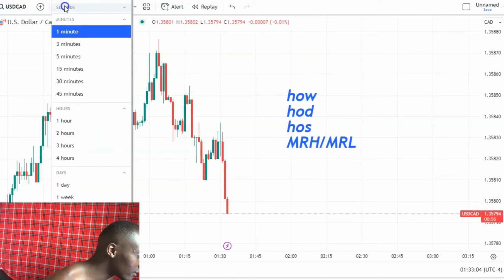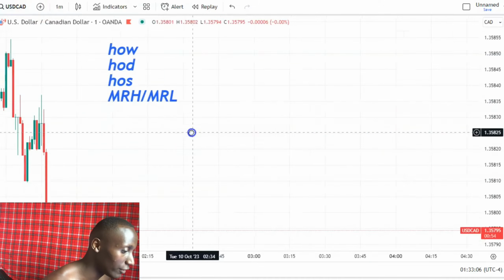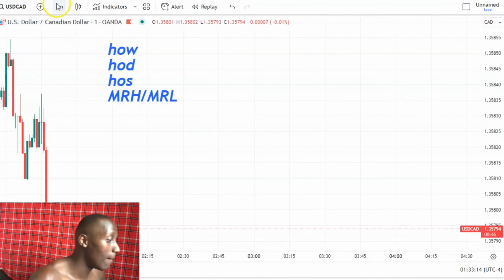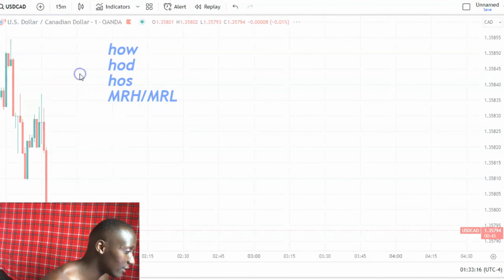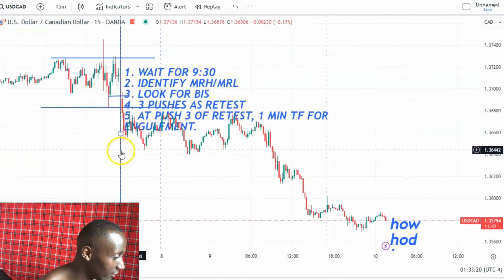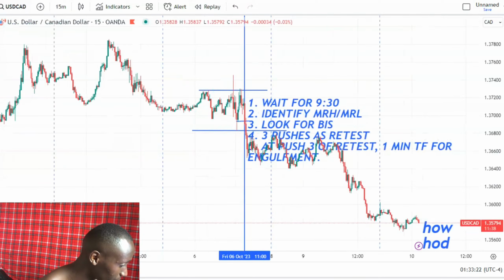All right, let's start with the high of the week. Now, Monday and Tuesday set the high and the low of the week. That is in this trading strategy. But looking at the logical way of identifying the high and the low of the week.